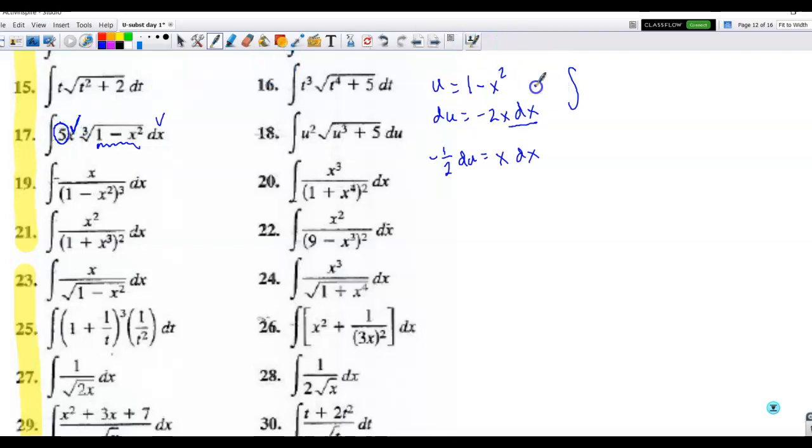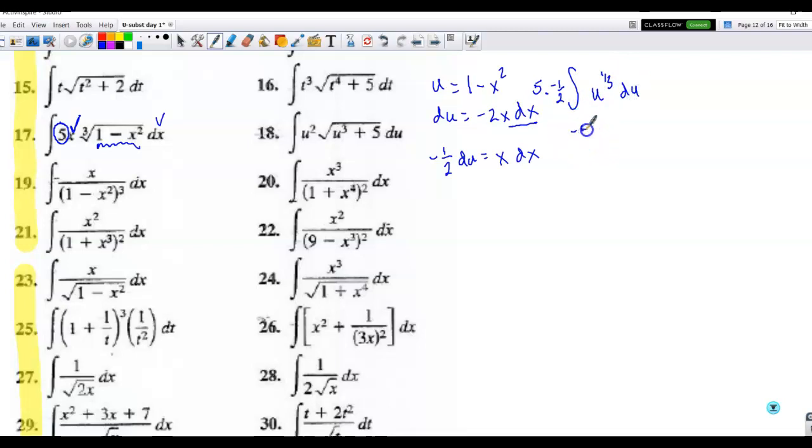So really that becomes 5, that was already in the problem, times negative 1/2, which is from my dividing the 2 on the other side. So that takes care of the x dx. And then in place of 1 minus x squared, I have u to the 1/3 power du.